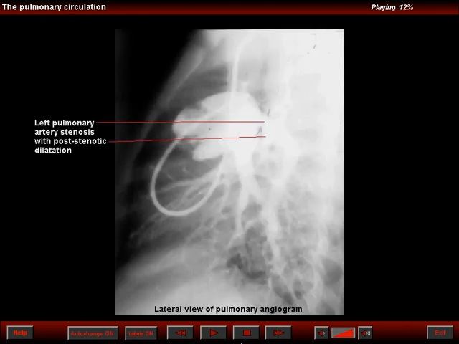A pulmonary angiogram of the same patient in the lateral projection shows a focal narrowing at the takeoff of the left pulmonary artery with a slight poststenotic dilatation. So branch stenosis of the pulmonary trunk caused the hyperlucency of the entire left lung.